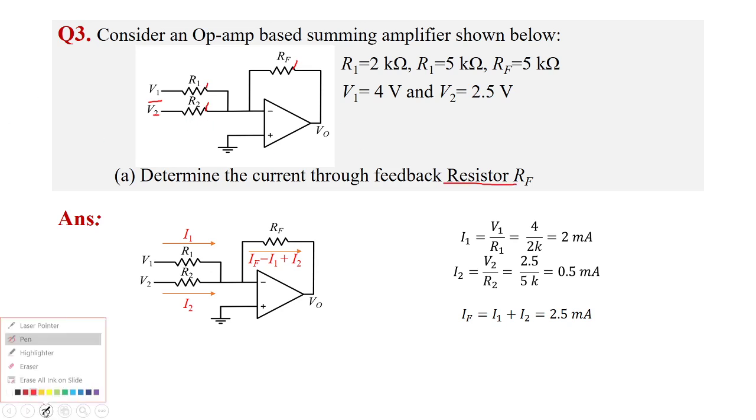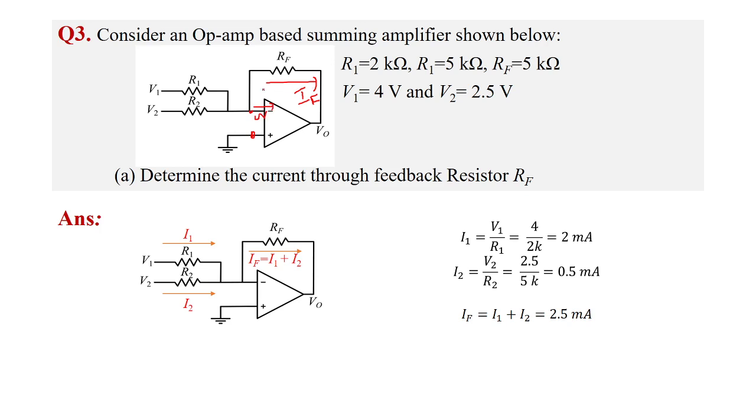So since the op-amp is ideal, what is the current through RF? This current through RF is IF. Since the op-amp is ideal, the voltage at this node is 0 volt, and there is no current in this direction. So what is the current through RF? The current through R1 plus the current through R2. This is the net current IF. So IF equals I1 plus I2.